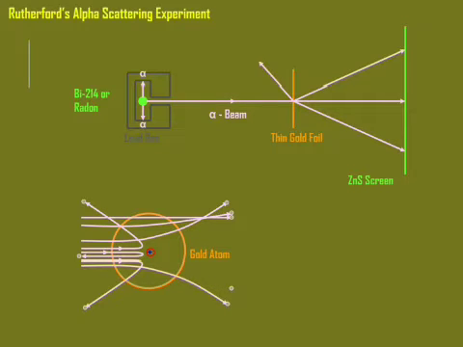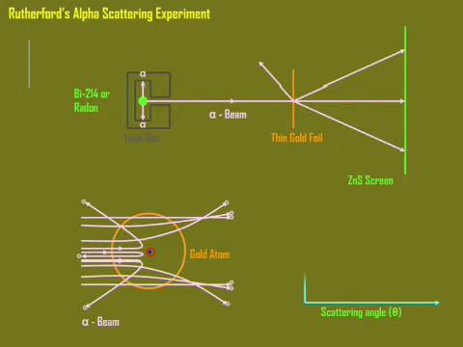Here the sources are different. He took Rn, he took Bi, bismuth, and radium. The speed is also different. He took almost 10⁴ meters per second, and he took almost 10⁷ meters per second. The thickness of the gold foil is also different. But what are the observations?